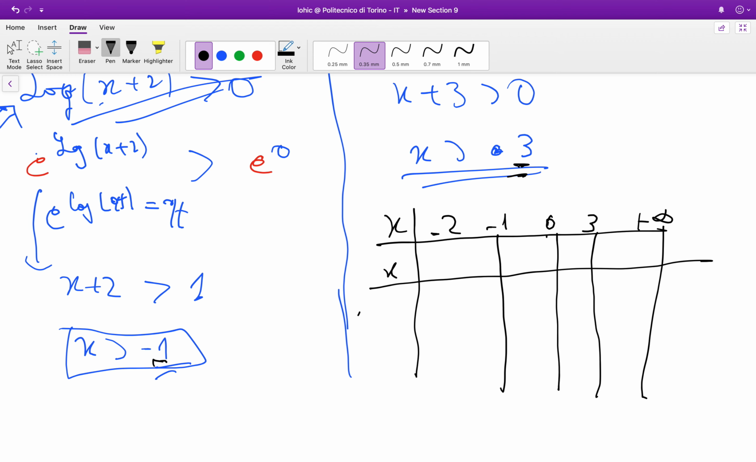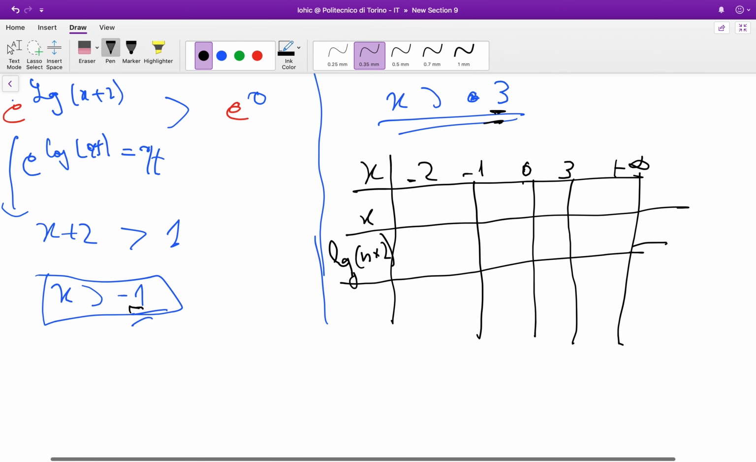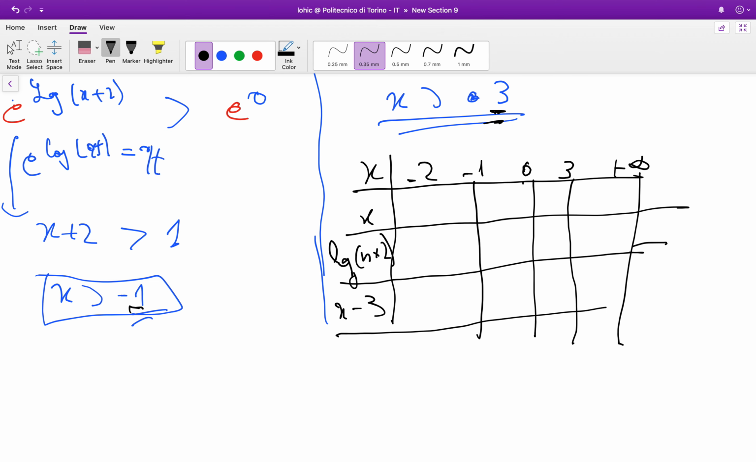Now we put x. Then we put the logarithm of, it was log of what? x plus 2. Then the last component was x minus 3. And then finally we write here the whole inequality. The inequality should be x multiplied by the logarithm of x plus 2 divided by x minus 3. This is the whole inequality.